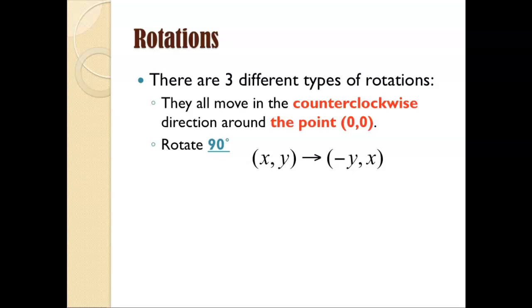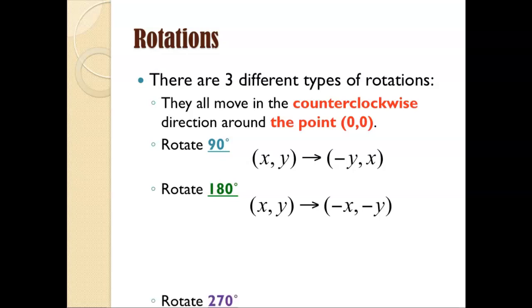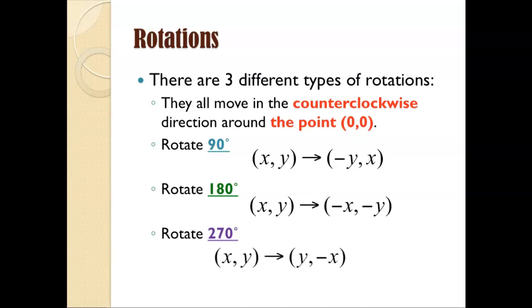Next, a rotation of 180 degrees. So this is where (x, y) becomes (-x, -y). So both the x and the y coordinates become the opposite. And the third type of rotation is a rotation of 270 degrees. This is where (x, y) becomes (y, -x). So your y-coordinate becomes your x-coordinate, and then the opposite of your x-coordinate becomes your y-coordinate.